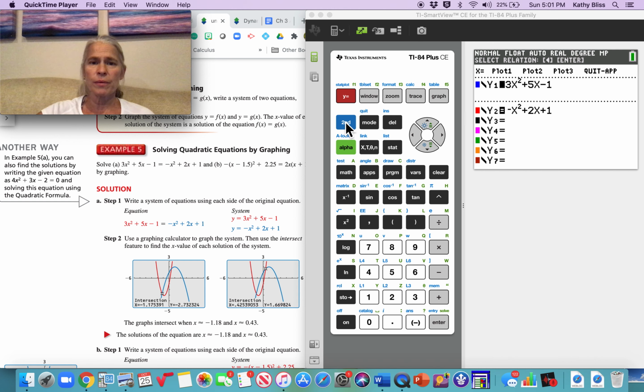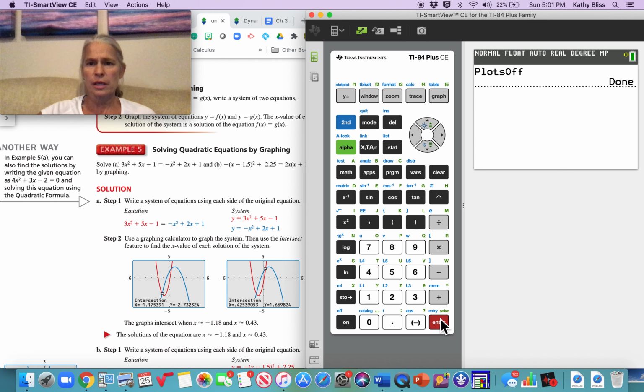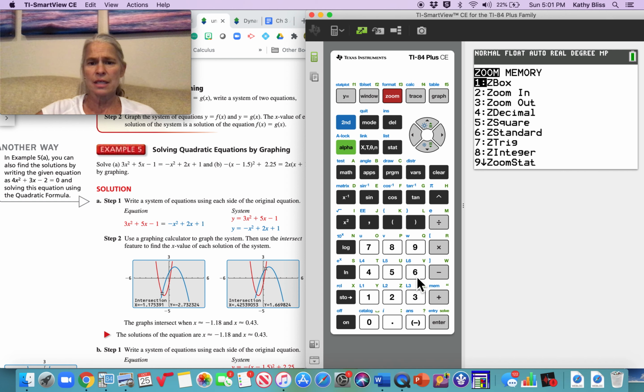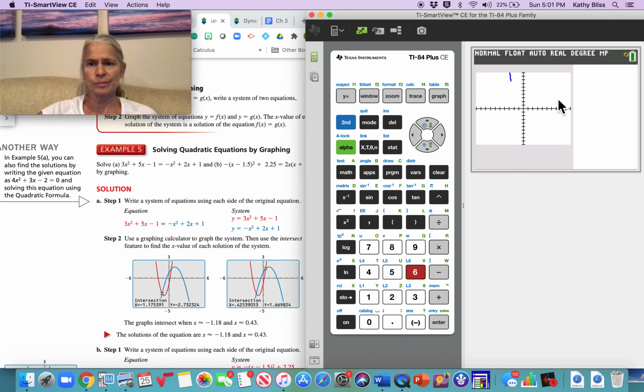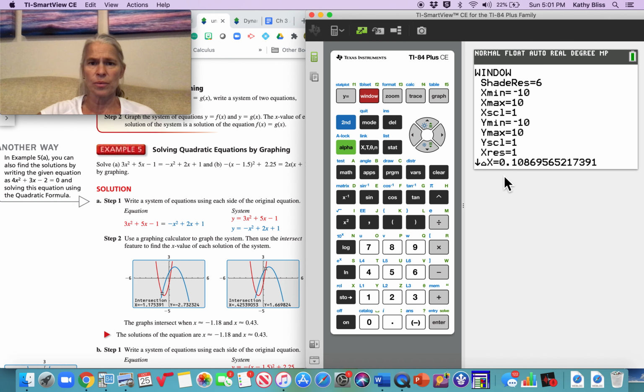Now, before we start, we want to make sure that all of our stat plots are off. So you're going to go to second stat plot and make sure all of these are off. If not, you're going to go to 4 and turn them off, because otherwise you might get an error. So we're going to look at these two graphs, and it looks like it's a standard 10 by 10 grid. So we'll just go to zoom standard to see if they both come up. And if they don't both come up, remember, you can just go to window and set your window.